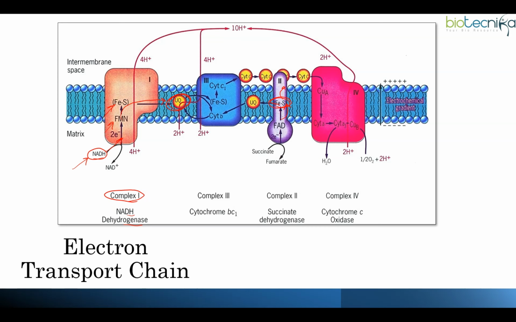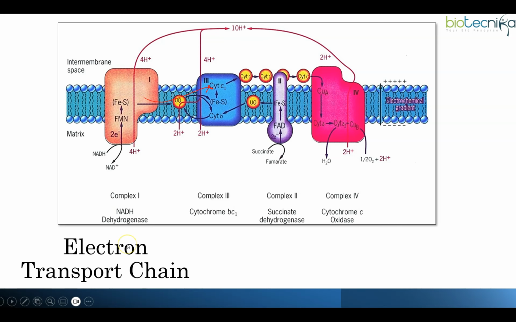Now you will see that there are 2 separate molecules. One is ubiquinone, another one is cytochrome C. These are called mobile carriers. They are not embedded in a fixed position in the membrane, but can move from one complex to another. So they act as mobile carriers, taking the electron from one complex and passing it to the other complex.